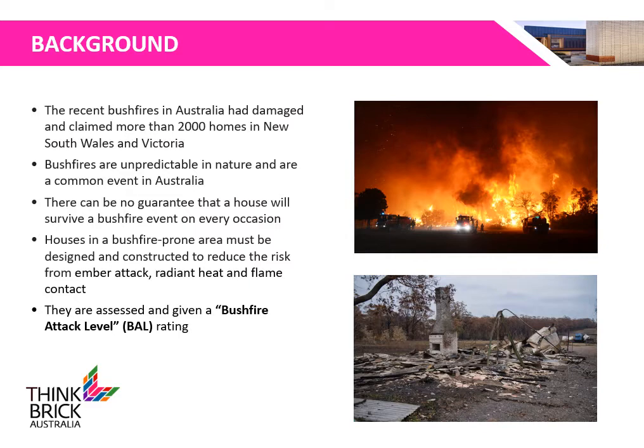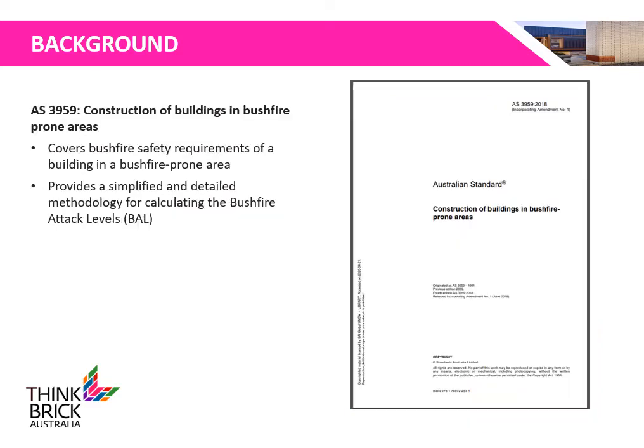Bushfires are unpredictable and are a common event in Australia. Houses in bushfire-prone areas are assessed and given a bushfire attack level, or BAL rating. AS 3959, construction of buildings in bushfire-prone areas, is the main standard that covers the bushfire safety requirements of a building in a bushfire-prone area. It provides a simple and detailed methodology for calculating the bushfire attack levels.